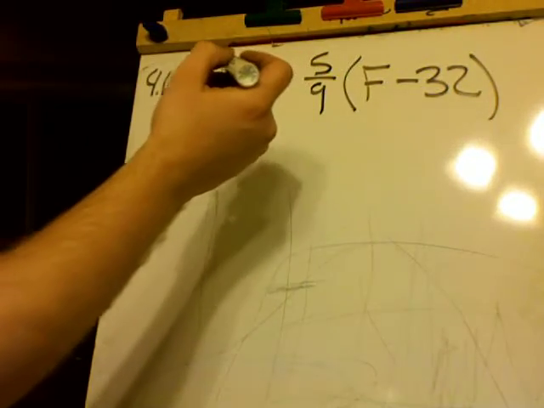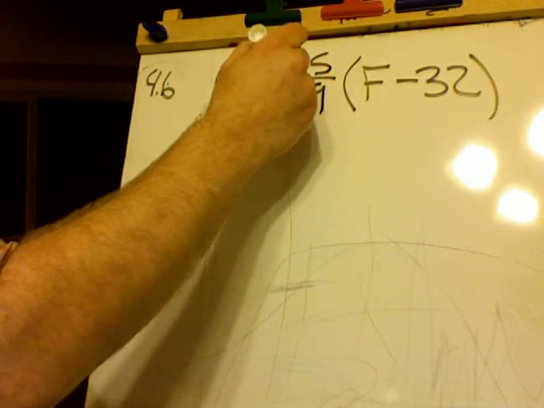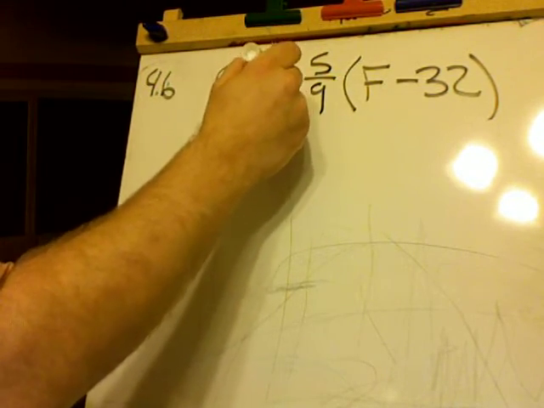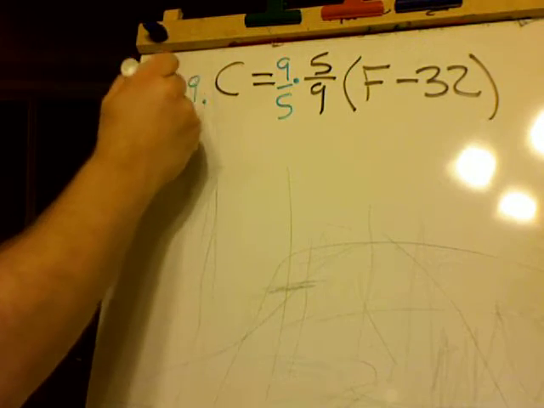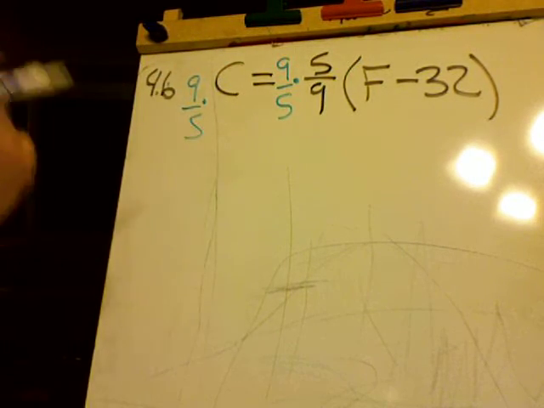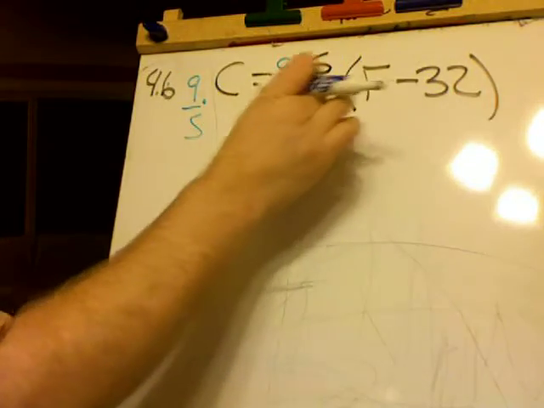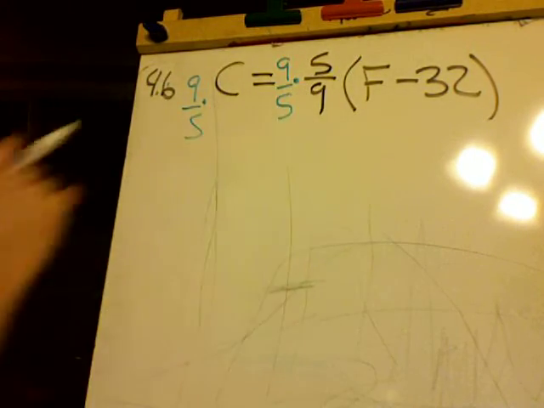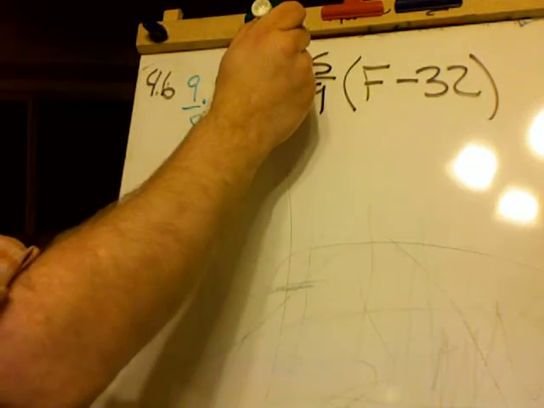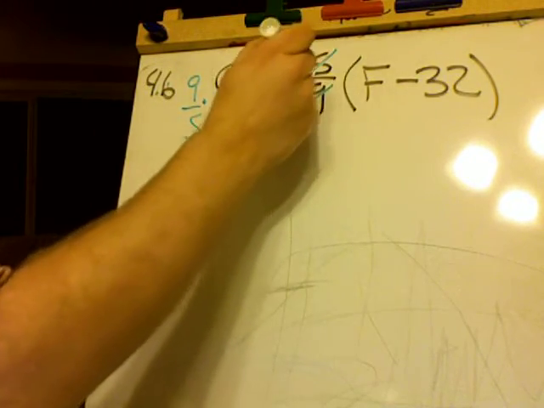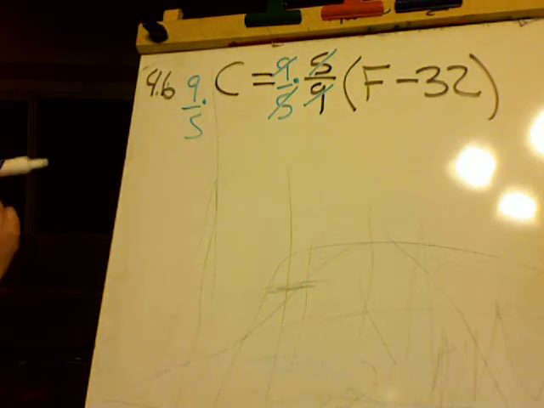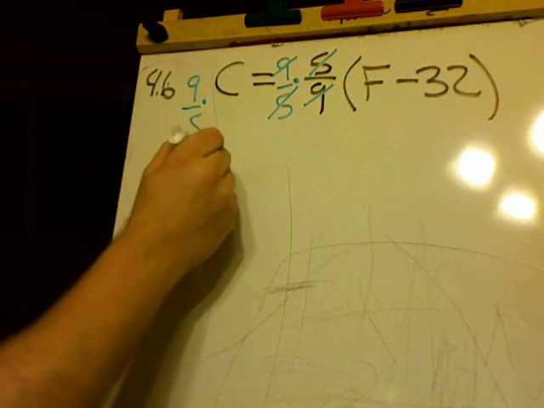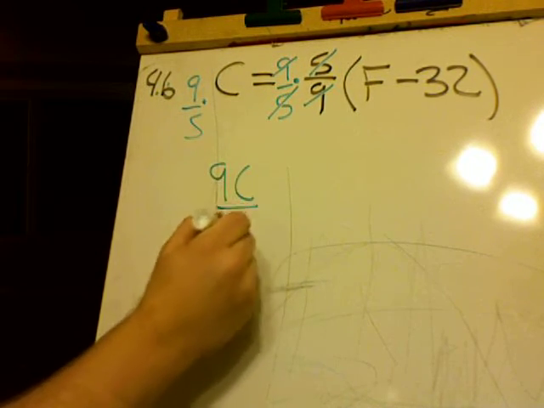So what I'm going to do is multiply both sides by 9/5. Why 9/5? Well, remember, this is a term times a term times a term, so it doesn't matter what order I do it in. I'm going to multiply these two together. What that does is it gets the F minus 32 by itself. So this is 9C over 5.